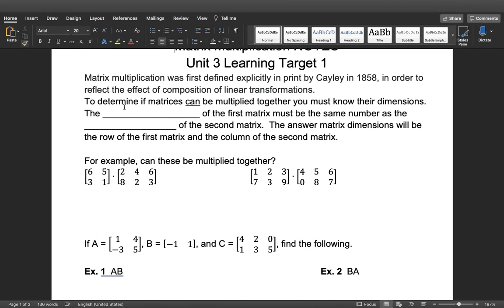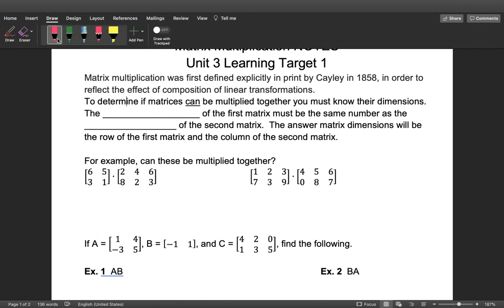The columns of the first matrix must be the same number as the rows of the second matrix. The answer matrix dimensions will be the row of the first matrix and the column of the second matrix. Okay, so what that is saying, if you didn't notice it yesterday, you will always see them as rows by columns.